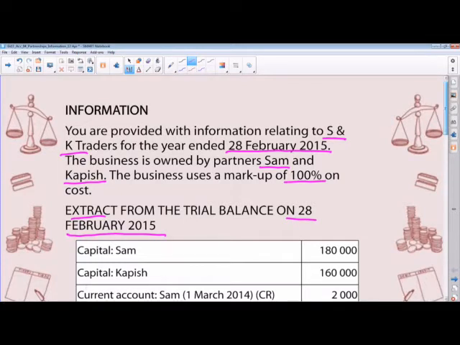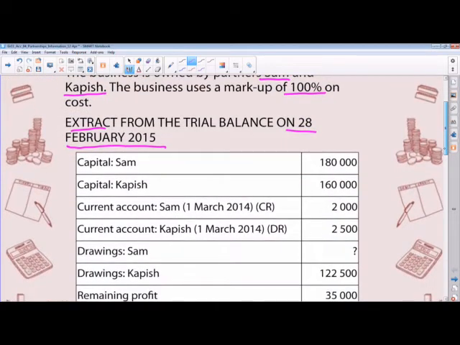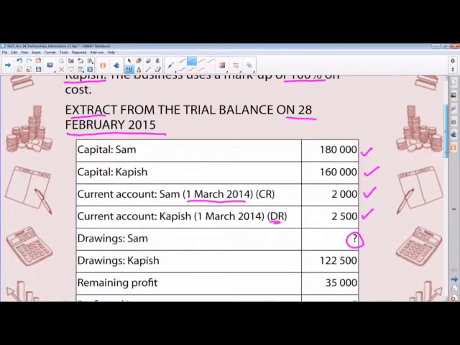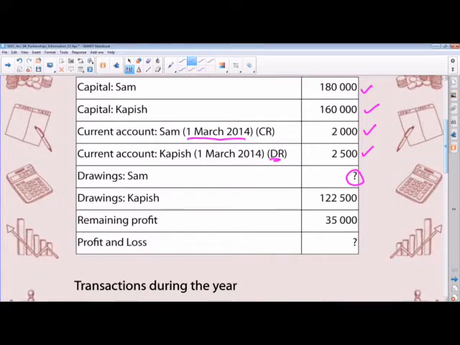So if we can quickly go through the extract that is given, we're given the capital contributed by each partner, okay. Then we're given the current account for Sam on the 1st of March 2014, a credit balance of 2,000. Current account for Capiche on the 1st of March 2014 is actually a debit balance of 2,500. Then drawings for Sam is unknown, so there's obviously going to be information that's going to help us calculate this amount. Then we've got drawings for Capiche, which is given to us.